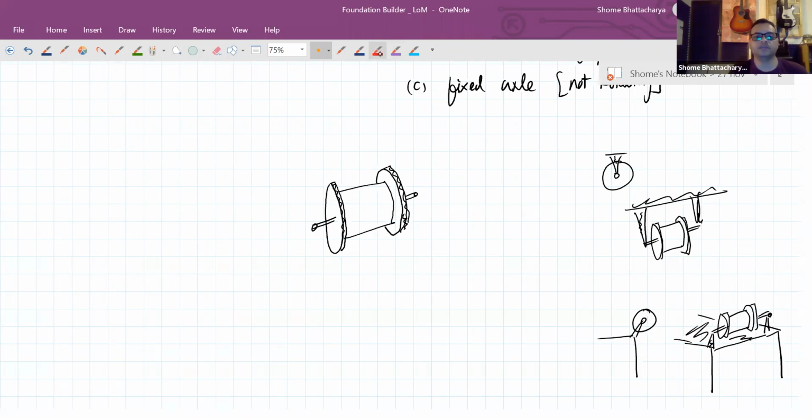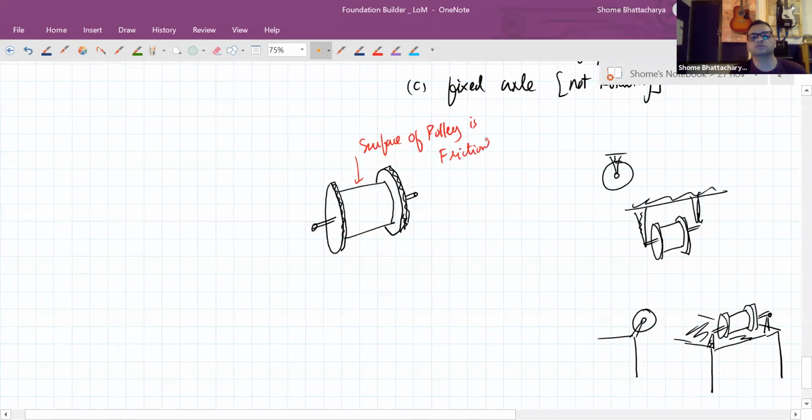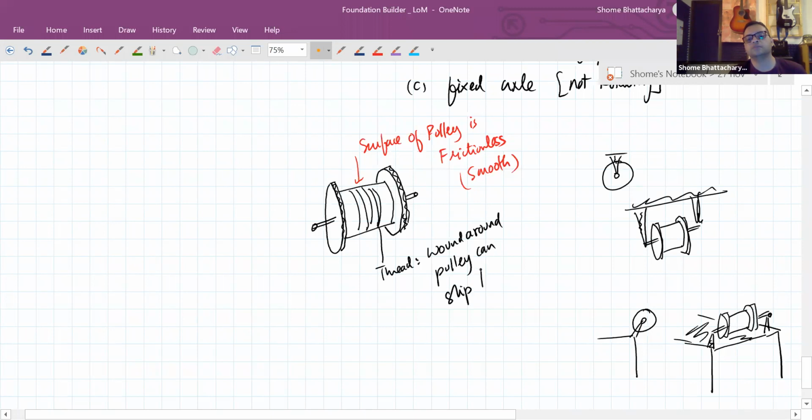Now, what we mean by smooth pulley is that this surface of the pulley is frictionless or smooth. So that means any thread that is wound around this can slip freely. So this thread wound around the pulley can slip freely when pulled. That is the first thing. That is the meaning of frictionless.